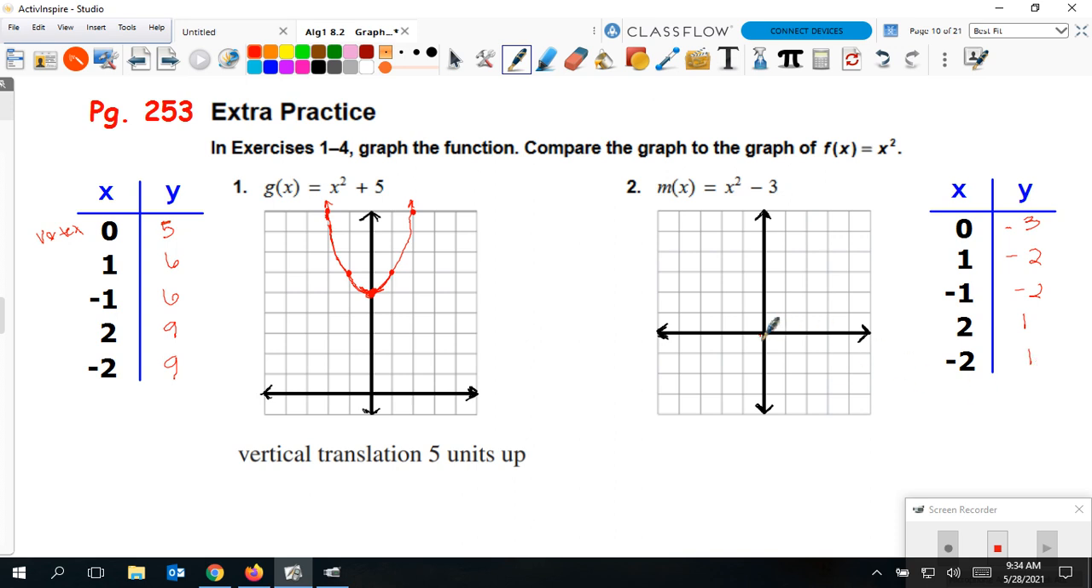And so at -3, 1, 2, 0, and -3. So that's 0, 0. I'm going to go down 3 units. Here's my vertex. When I go to 1 on the x, I'm going to go down to -2. When I go to -1, I'm going to -2. When I go to 2, I'm going to go to +1. When I go to -2, I'm also going to +1. And so there's our shape. And as you draw that, just try to make it a U shape, and just put arrows on the ends. Just go through the points and make arrows on the ends.